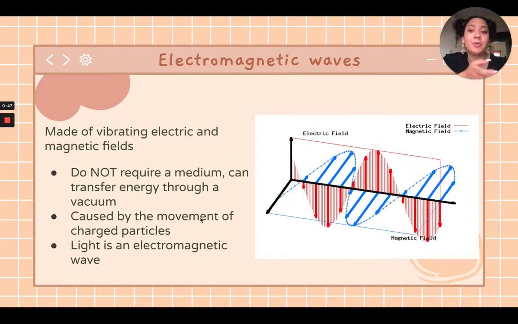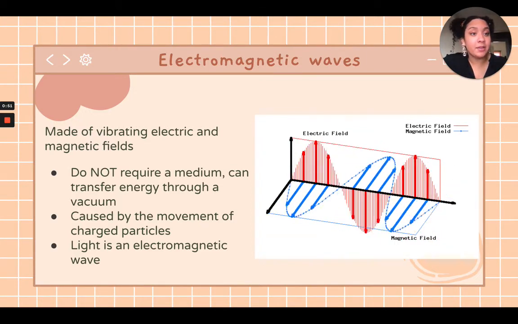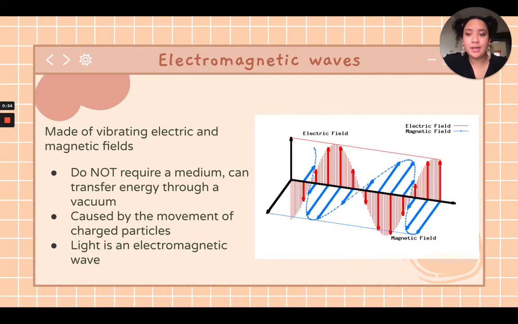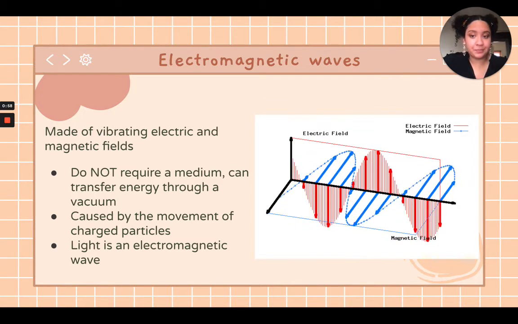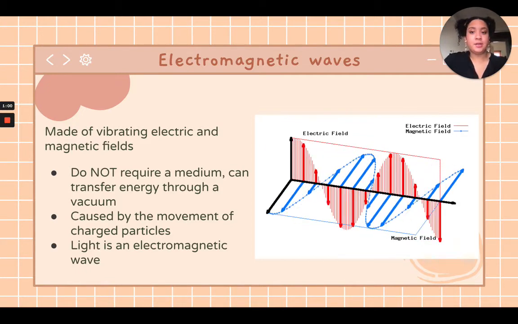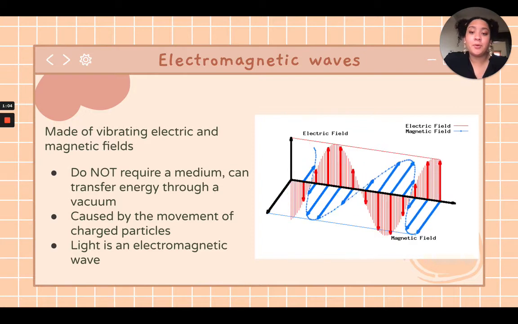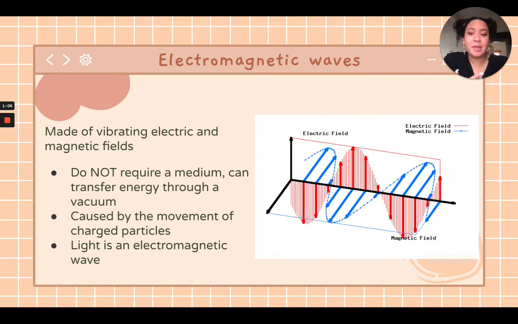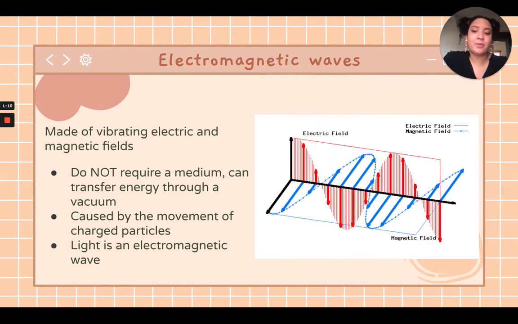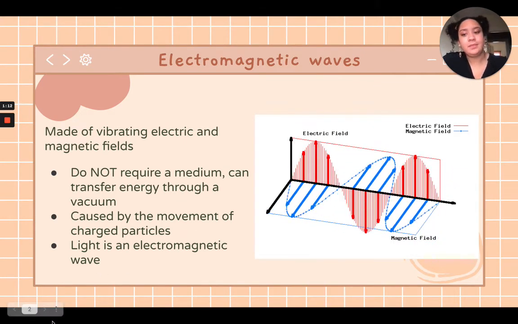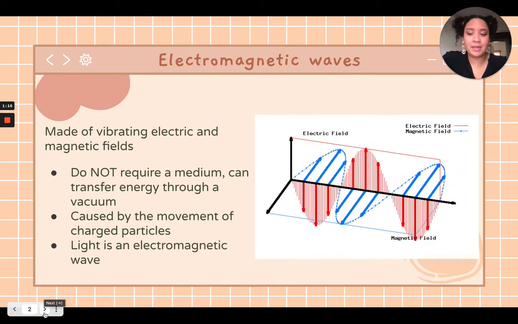And they do not require a medium, and they can transfer energy through a vacuum, so it can go through space. It's caused by the movement of charged particles. So the particles of both the electric and magnetic fields are being moved to create this electromagnetic wave. And an example of an electromagnetic wave is light. Okay, and we'll talk about all of the different types of electromagnetic waves.